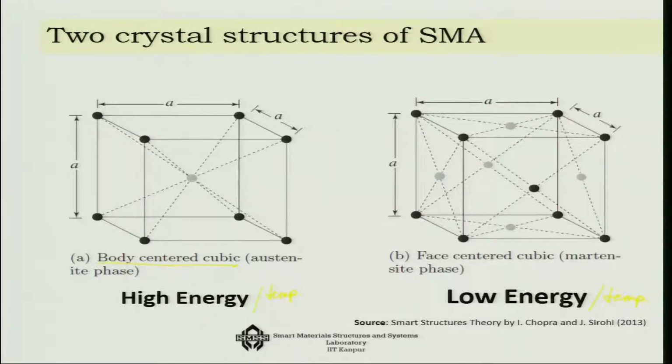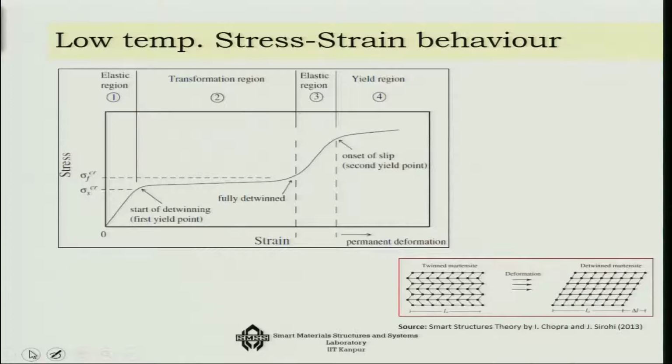Okay. So, here are the nickel and titanium atoms, as you can see in this system, and in the face centered form of the system. Now, these are the two crystal structures. How does it behave? Let us say first we consider the low temperature stress strain behavior.